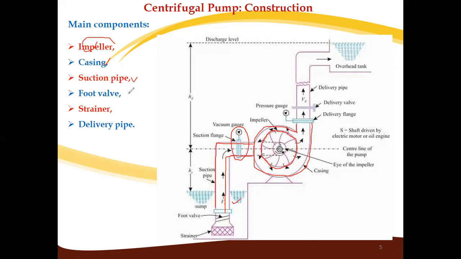Then we have another part, the foot valve. This part is called the foot valve. It is a non-returning type of valve. So water flows only in the upward direction. There is no movement of water in the downward direction. And the next part is the strainer. Below this foot valve, we have a strainer part. So this part is your strainer.